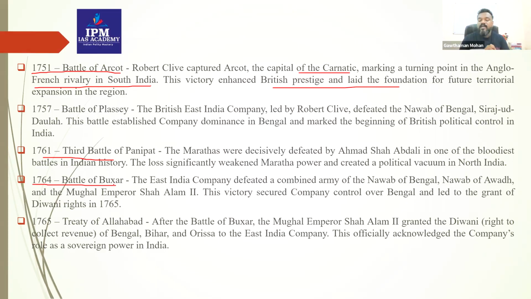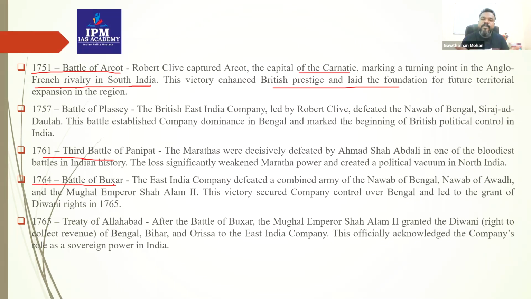After the Battle of Buxar, the Mughal Emperor Shah Alam II granted the Diwani, the right to collect revenue of Bengal, Bihar and Orissa, to the East India Company. This officially acknowledged the company's role as a sovereign power in India. Now, they have complete control over the Diwani rights. Diwani means the right to collect the revenue.